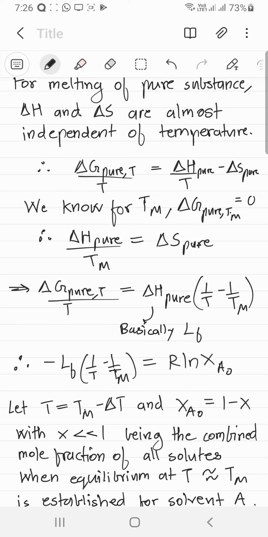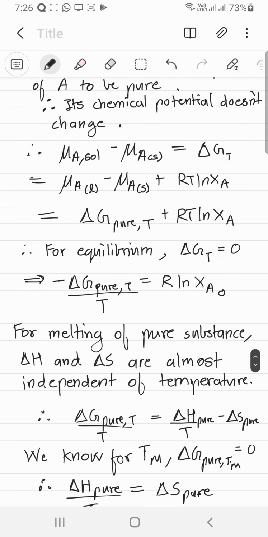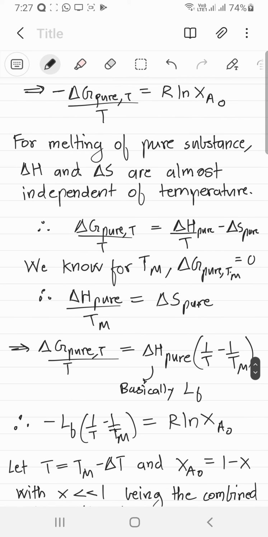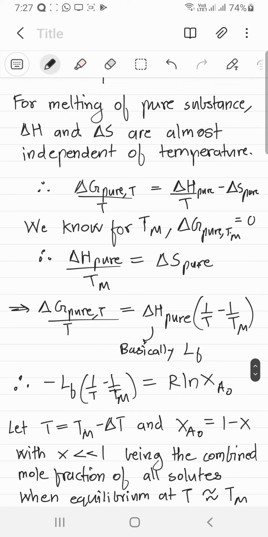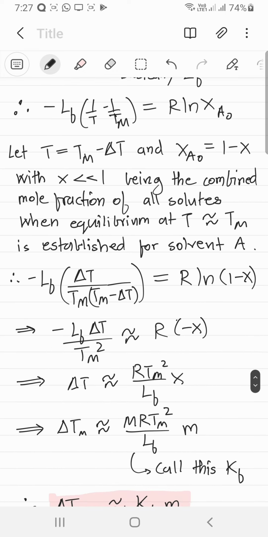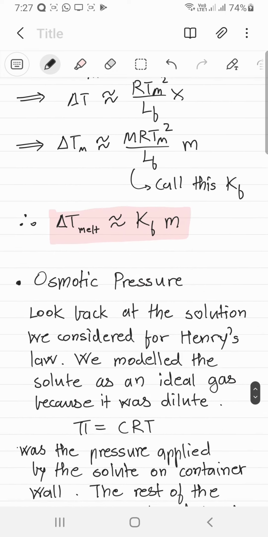But we already know what this quantity is on the LHS. Look, it's this. So putting this quantity on the LHS into this equation, you can get this equation. And then once again, you just say T is Tm minus delta T and xa naught is 1 minus x, and you do some maths and you get this equation.